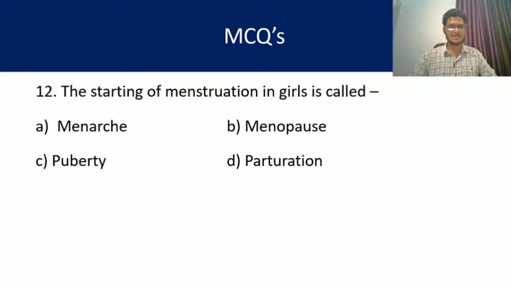Puberty is getting maturity, and the answer here is menarche, the starting of menstruation in girls. So the answer is A, menarche.